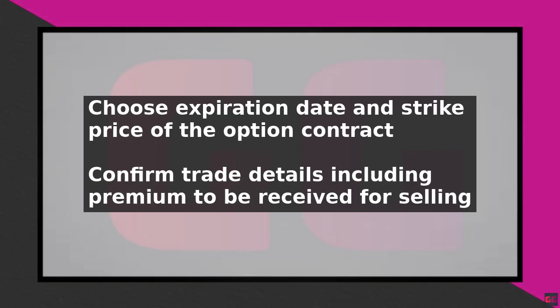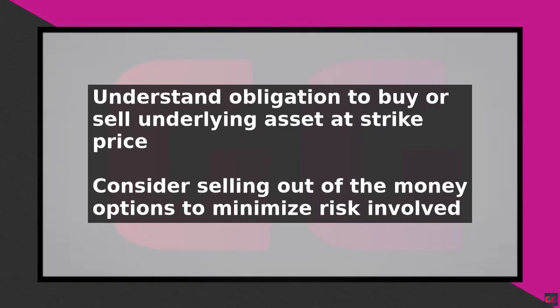After selecting the option, you will be presented with a screen to confirm the details of the trade, including the premium you will receive for selling the option. The premium is the price of the option contract and represents the maximum potential profit for the seller. When selling options, it is essential to understand that you are taking on an obligation to buy or sell the underlying asset at the strike price if the option is exercised. This means that you need to have sufficient funds in your account to cover the potential obligation.